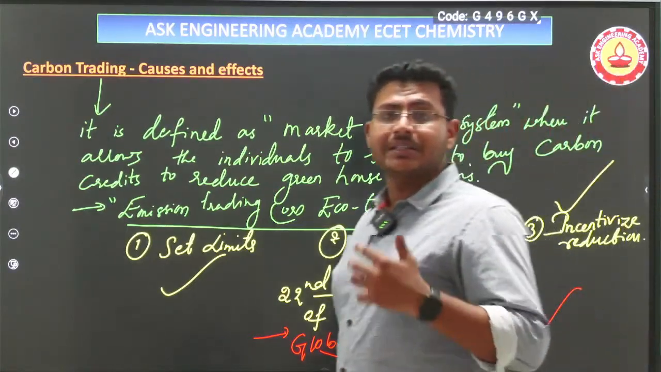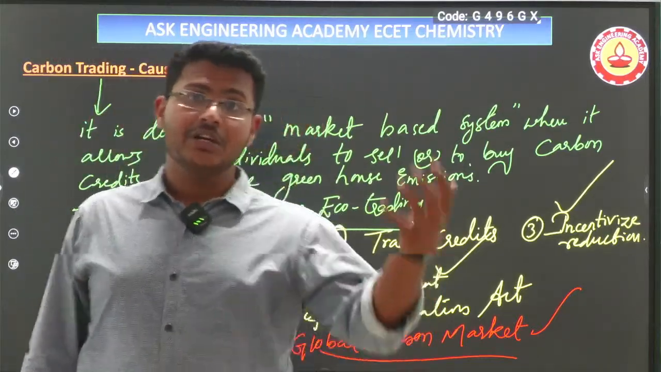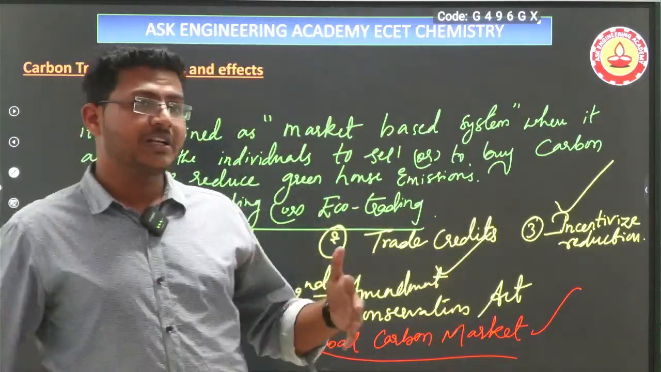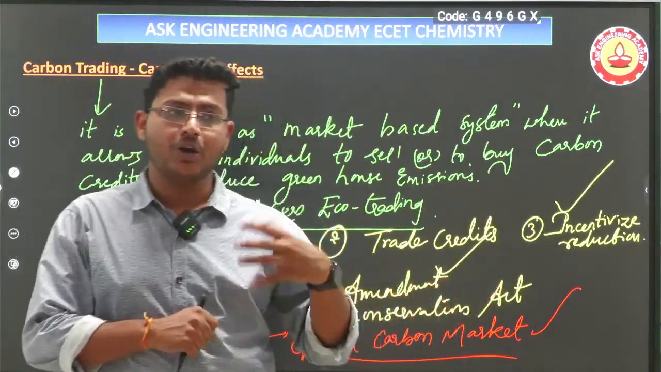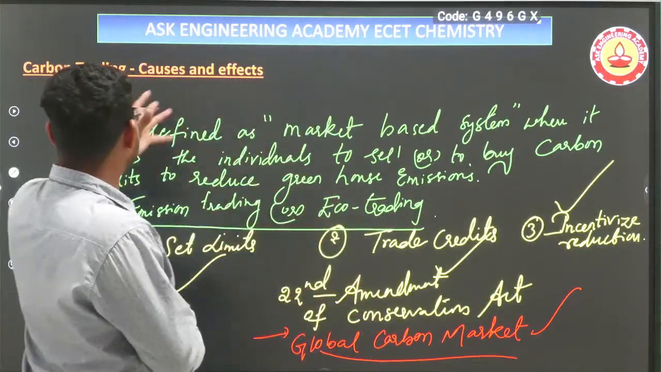By using this, the Indian government can monitor all the greenhouse gas limits within the boundaries of our country. How much we can emit and how can we control all these things. So this is all about carbon trading, causes and effects.